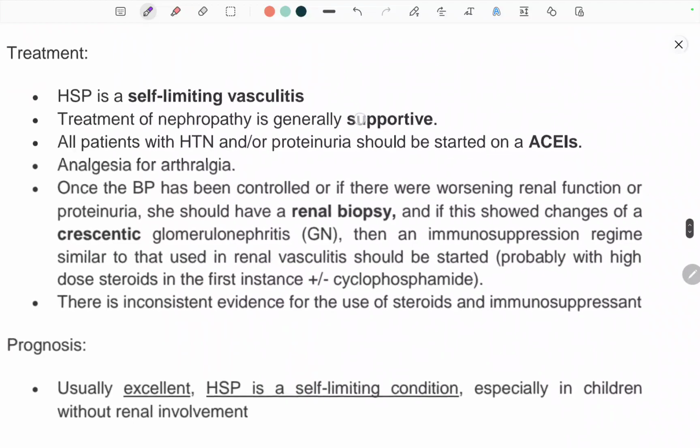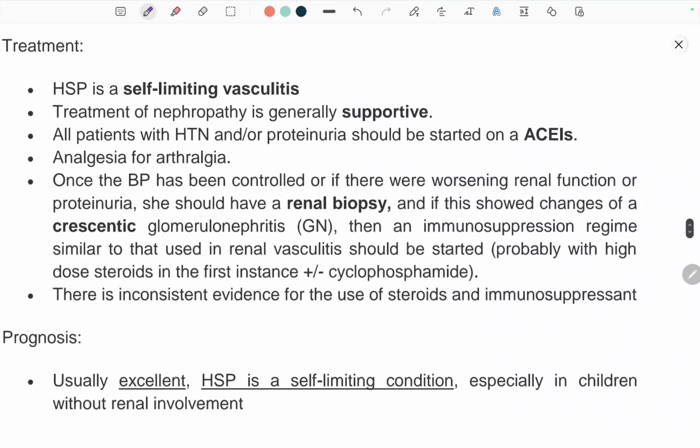Treatment is supportive, as the vasculitis and nephropathy are generally self-limiting. All patients with hypertension and proteinuria should be started on an ACE inhibitor, which is one drug you need to remember. Analgesia for arthralgia. Once the BP has been controlled, if there is worsening renal function or proteinuria, the patient should have a renal biopsy, and if this shows changes of a crescentic glomerulonephritis, then an immunosuppression regime similar to that used in renal vasculitis should be started, probably with high dose steroid in the first instance or cyclophosphamide. Steroid plus cyclophosphamide if there is crescentic glomerulonephritis.